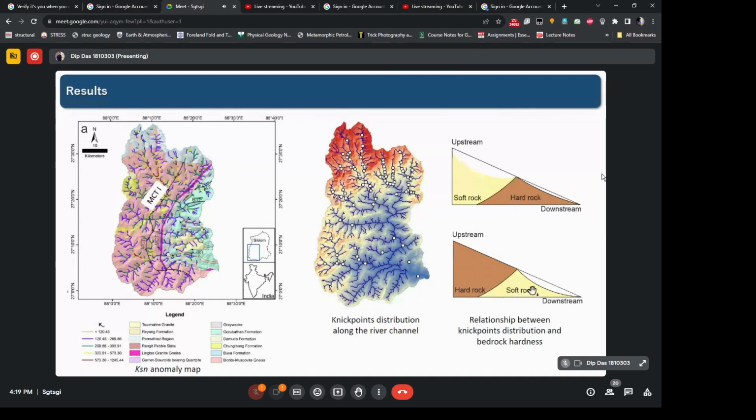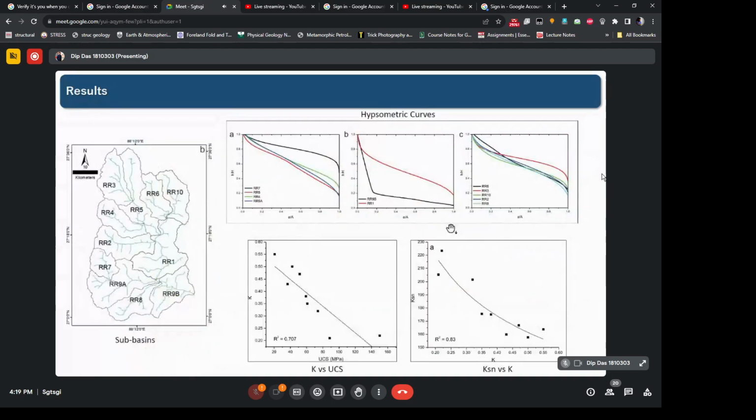Now, if you look at the hypsometric curves also, we see that the basins which lie on the Higher Himalayan Crystalline, or which consist of Higher Himalayan Crystalline rocks like this part here, are showing a convex curve, but the Rangit window basin here is showing a concave curve, and the rest of the basins are showing a convex curve. So from this also we can see that the rock type has a major role to play.